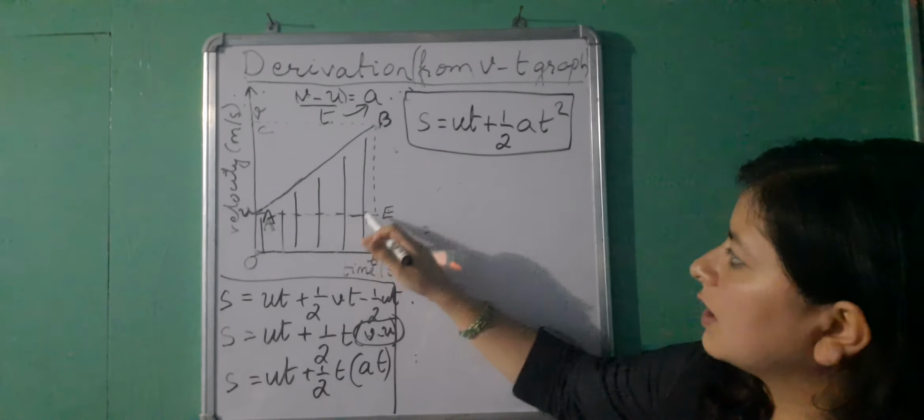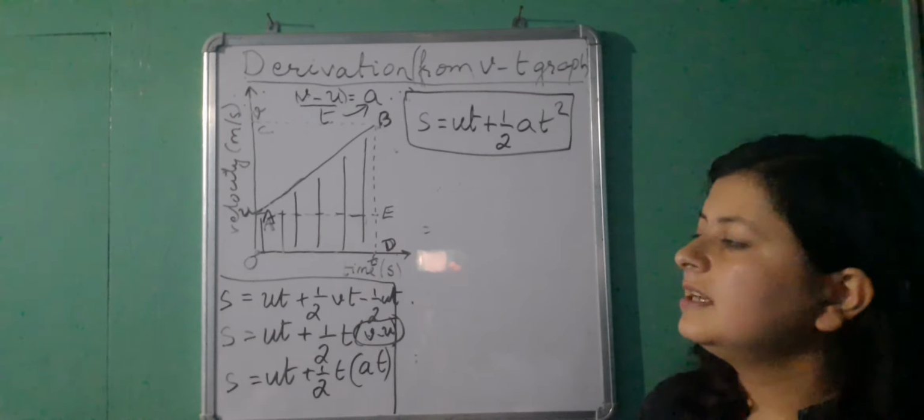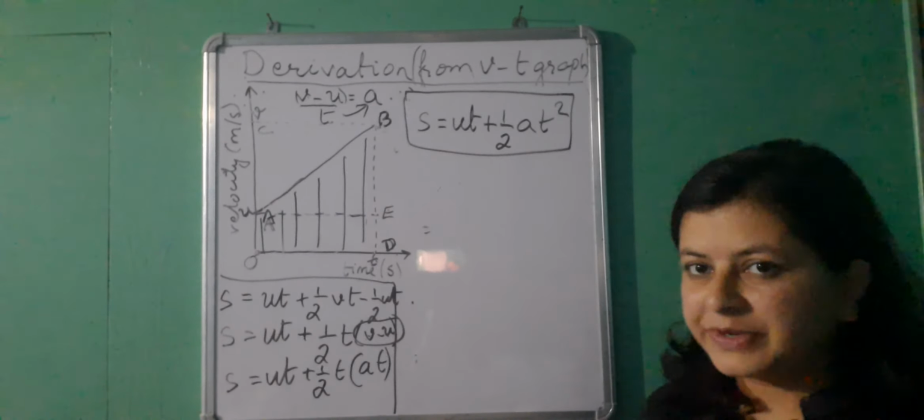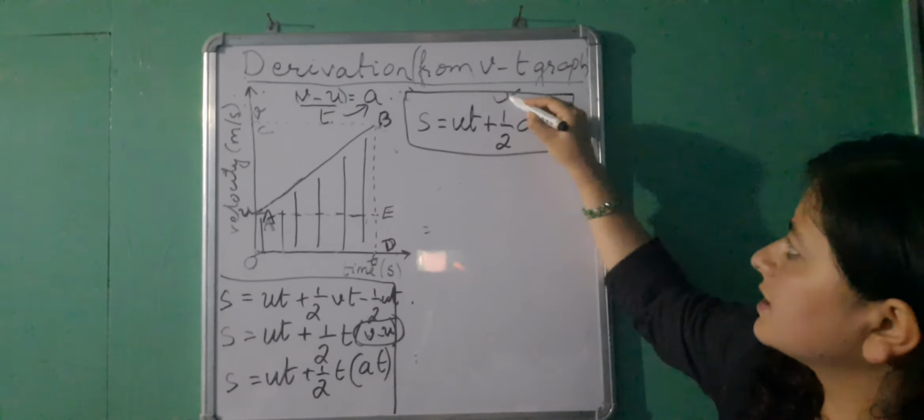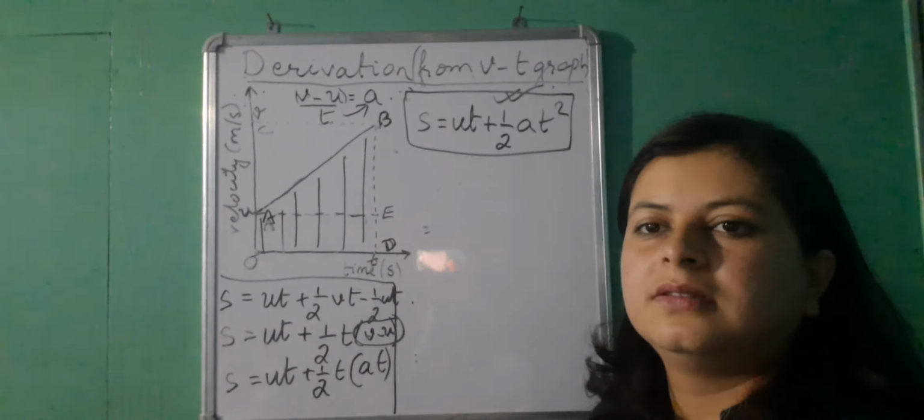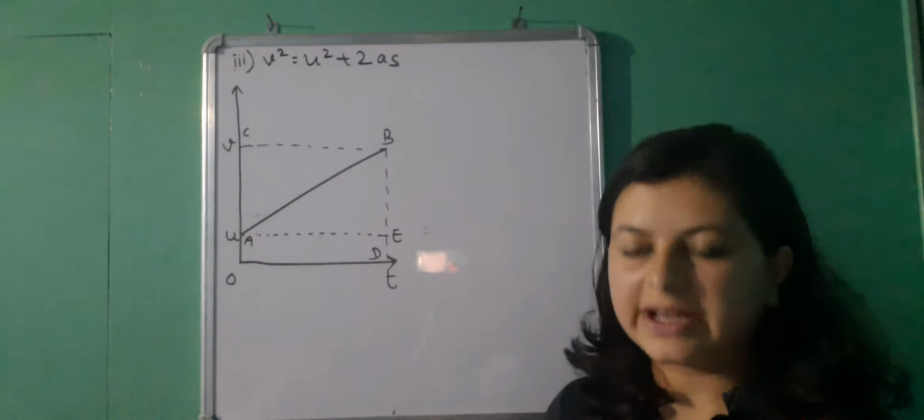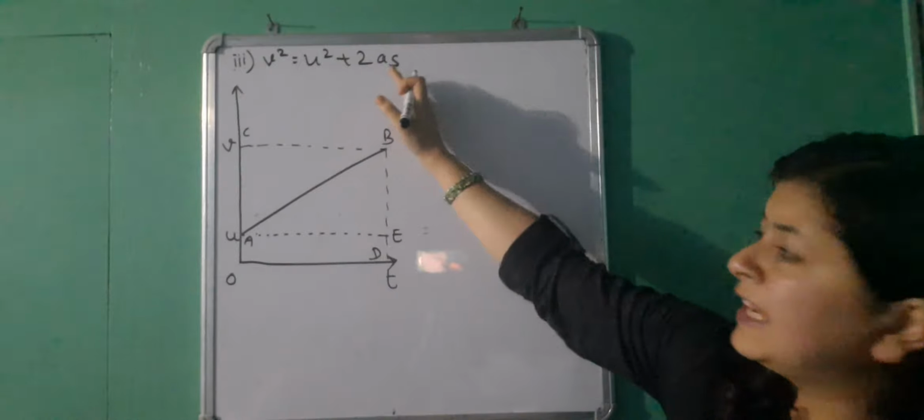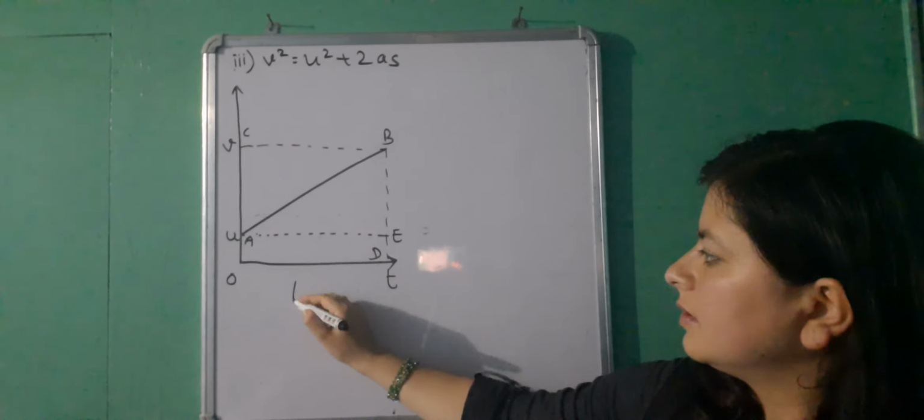Trapezium can be divided into two portions. One was the triangle whose area is half into base into height, and the other one is the rectangle whose area is length into breadth. And after certain calculations, we have successfully derived the second equation of motion as well. Let's now proceed to derive the third equation of motion, that is v square is equal to u square plus 2as. Again we are going to use the same velocity time graph.